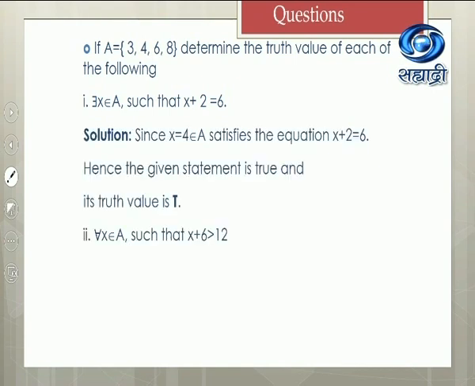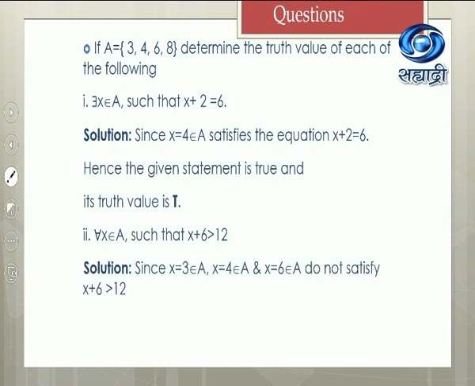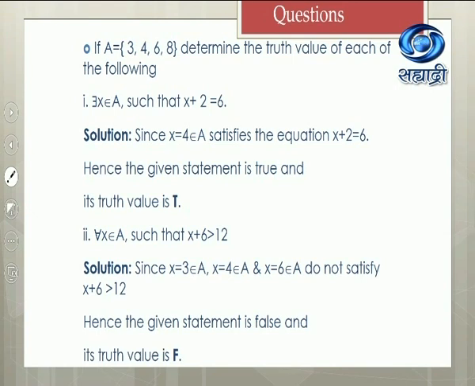For all x belonging to A such that x plus 6 is greater than 12. Now let us see one by one. 3 plus 6 is not greater than 12. 4 plus 6 is also not greater. 6 plus 6 is also not greater than 12, it is equal to 12. 8 plus 6 is greater than 12. So only one number. If it was there exists over here, then it would be a true statement. Since x equal to 3, 4, 6 belonging to A do not satisfy x plus 6 greater than 12, the given statement is false and its truth value is F.